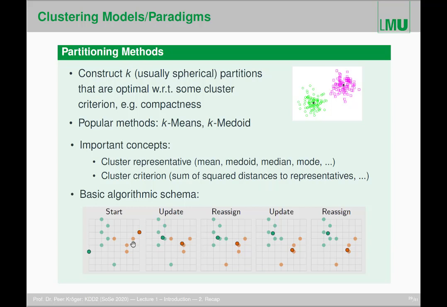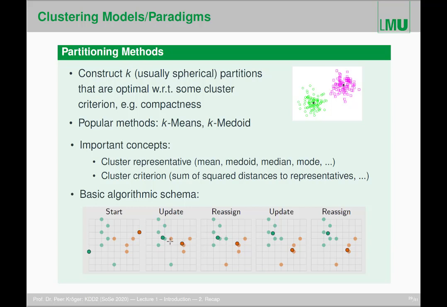Yeah? And you probably remember the basic scheme. You start off with random models, random representatives here, the red one and the green one. And in the first step, you assign each point to the closest representative. So all the green guys go to the green one, all the orange ones go to the red one. And then you update the cluster model. In that case, it means you update the cluster representatives. We assume the cluster representative is the mean. So the new mean of the green ones is the green here, and the new mean of the orange ones is the red one. And then again, you reassign points to the closest representative.